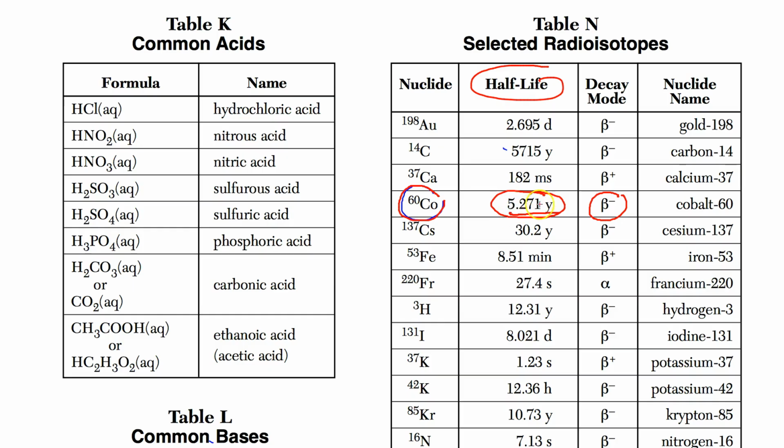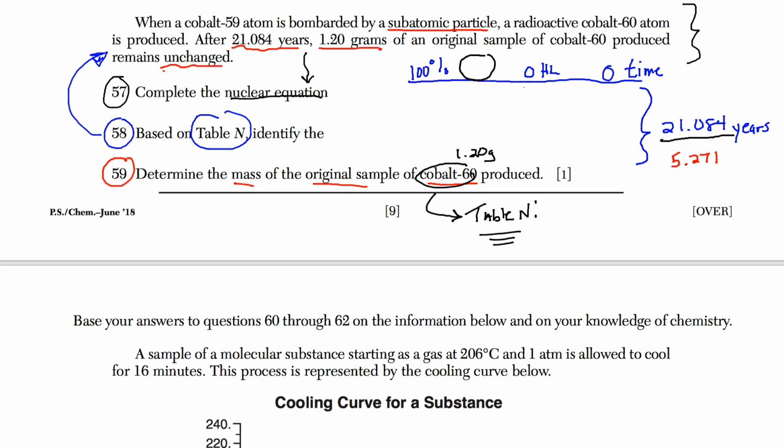So 5.271, let's go back to the problem with that piece of information. My half-life time is 5.271 years. That's the amount of time it takes for it to halve. And since there's 21.084 years of total time, how many halvings have occurred? So I'm going to divide by that. And when we put that in your handy dandy calculator, you'll get 4. So that means 4 halvings have occurred. So let's do that. Here's the first, second, third, and on the 4th halving, we were left with 1.2 grams.